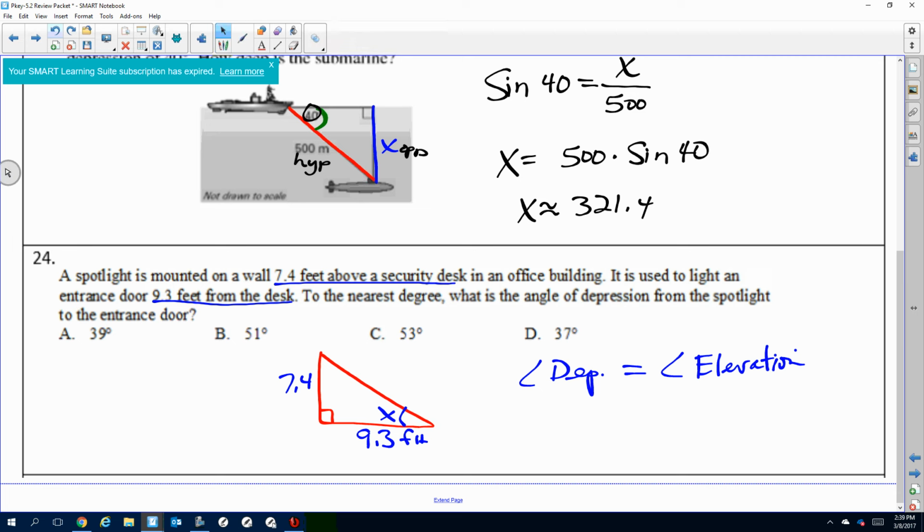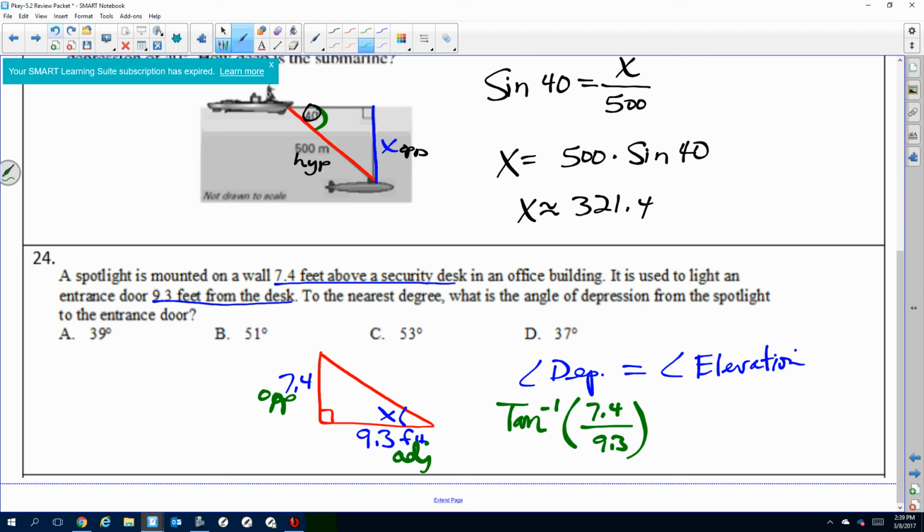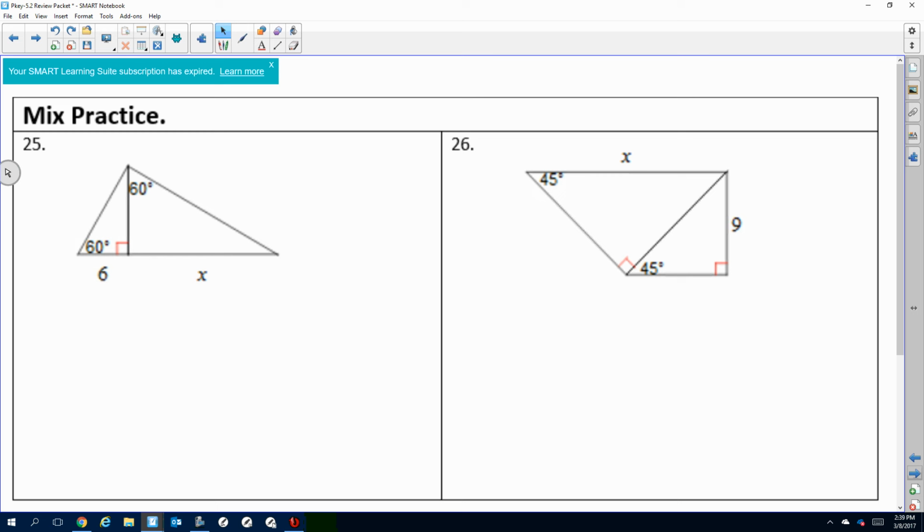Then we're going to label our parts. We have opposite and we have adjacent, so that is using tangent. And we're trying to find the angle, so that's using the inverse. So I can just go into one step, tan inverse of 7.4 divided by 9.3. Put that in the calculator. Our angle comes out to be approximately 39 degrees. Remember to always draw a right triangle when the picture's not given to you.